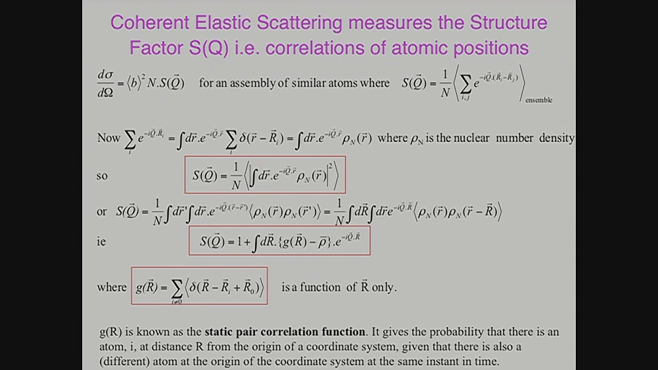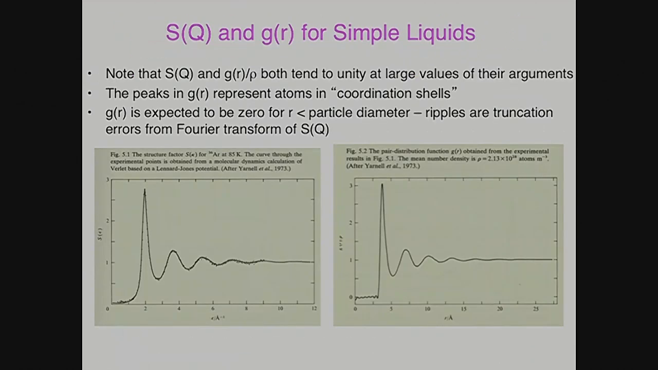So when you measure S of Q, the structure factor, for example in a liquid, and I'll show you an example in a second, what you're really measuring is the correlation between atoms in the material. And here's the formal definition of G of R. But what you want to remember is this spoken definition: it's the probability of finding atoms a distance R apart.